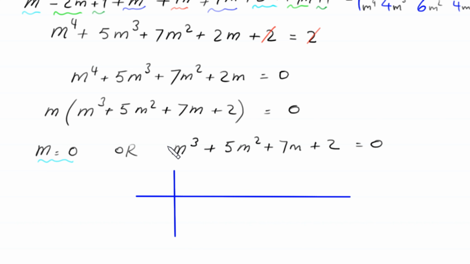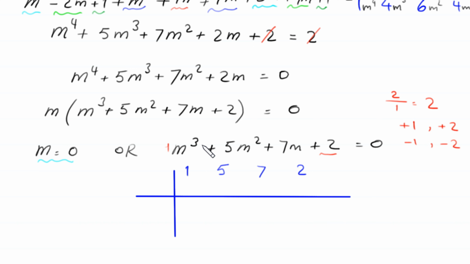We write the coefficients of this expression in a row. Coefficient of this m³ is 1. And coefficient of this m² is positive 5. And coefficient of this m is positive 7. And this constant 2. Now in this expression we have constant 2. And the leading coefficient of this m³ is 1. And 2 divided by 1 is equal to 2. And factors of these two are plus 1, plus 2, negative 1, negative 2.